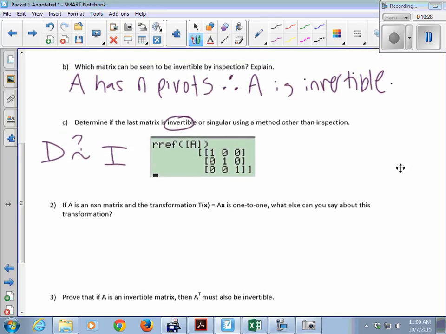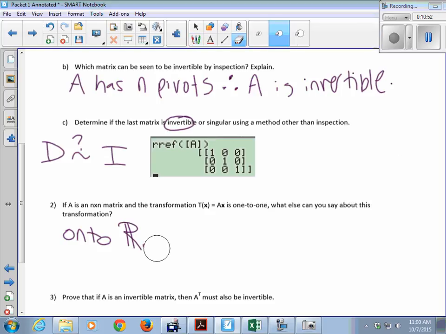All right. If A is an n by n matrix, and the transformation T of x equals Ax is 1 to 1, what else can you say about that transformation? It's onto, yep. Onto what space does it map onto? Rn. Wait, it's a superscript, right? Yeah. Rn.